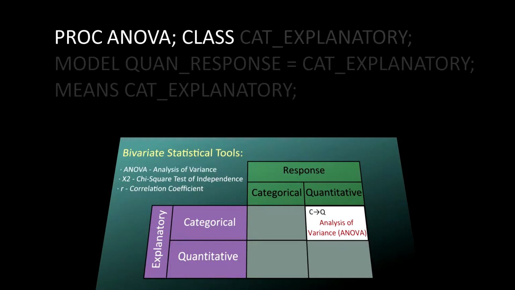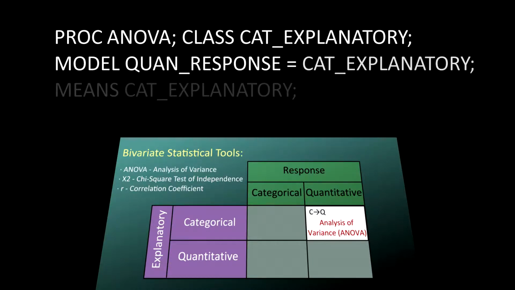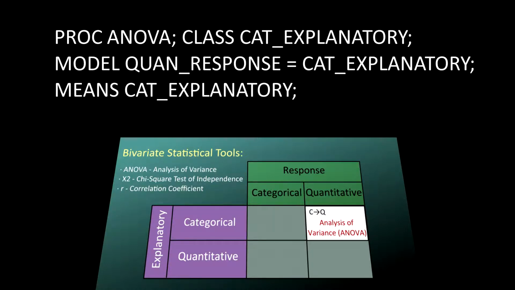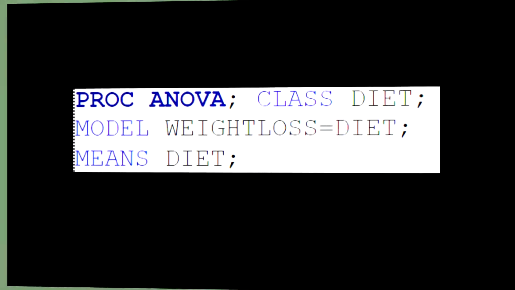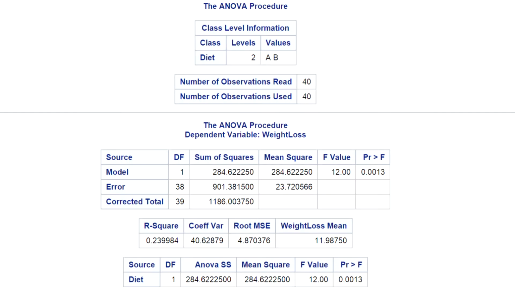Following proc ANOVA, in our class statement, we'll include our categorical explanatory variable, and in our model statement, we'll include the quantitative response variable equal to the categorical explanatory variable. Finally, our categorical explanatory variable will be included in our mean statement. In this example, the syntax would look like this. The resulting output for this analysis is shown here.